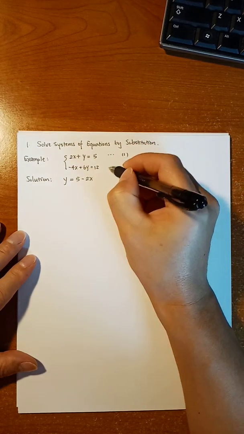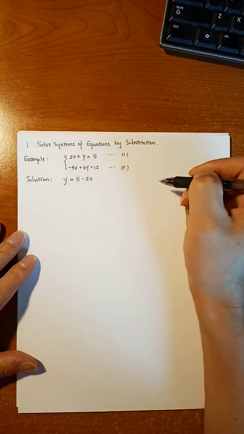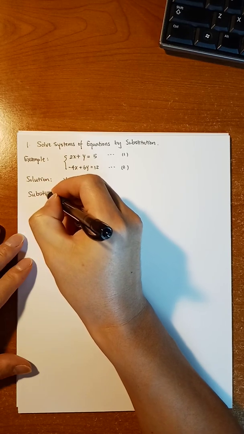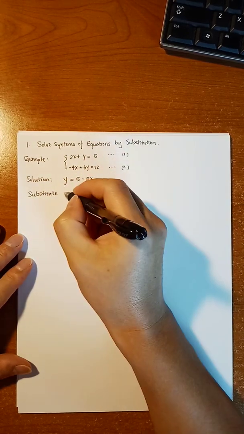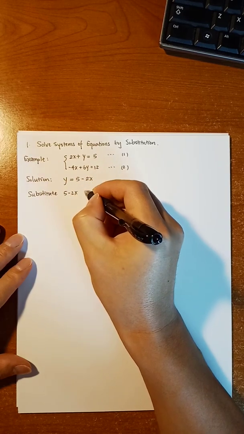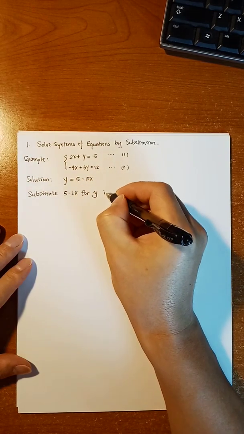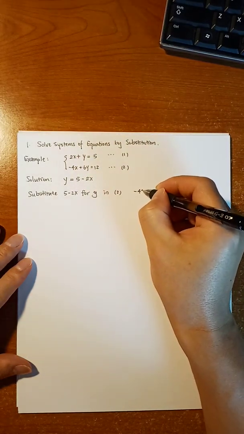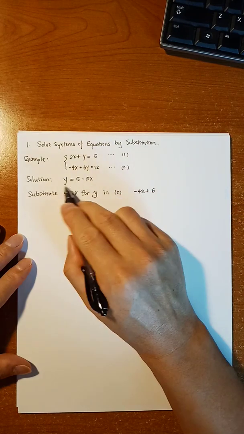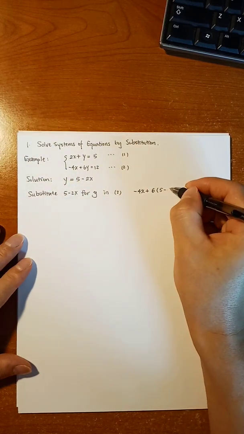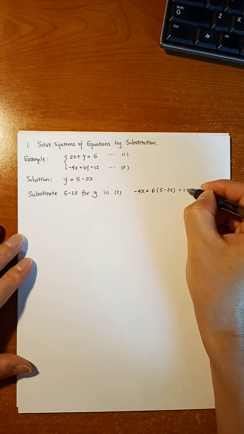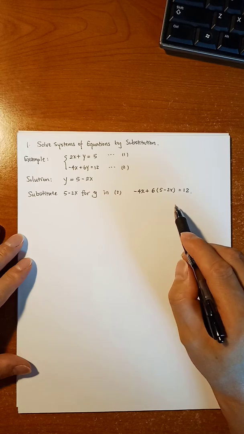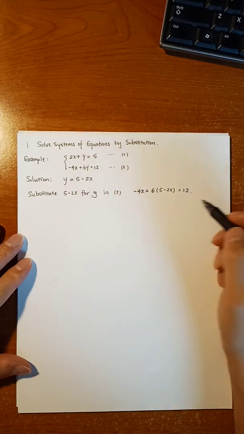Sometimes you can label them. This is the first equation, this is the second equation. Okay, so substitute 5 minus 2x for y in the second equation. Then what do we have? We have negative 4x plus 6 times parenthesis 5 minus 2x is equal to 12. And now you have an equation with just a single variable. So let's try to solve it.